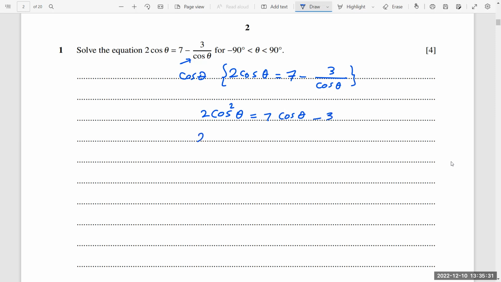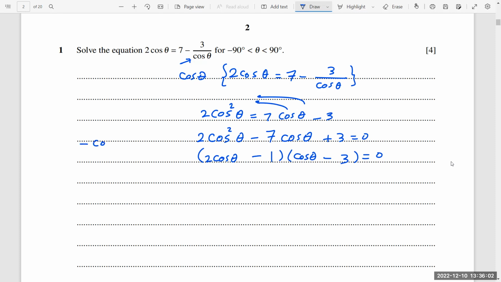And after arranging this equation, I get 2 cosine squared theta minus 7 cosine theta plus 3 is equal to 0. Just I move these two terms to the left-hand side. I have a quadratic equation. Just factorize 2 cosine squared theta into 2 cosine theta times cosine theta. And 3, you can factor it as 1 times 3. The middle term to be negative, I have to make it negative 1 times negative 3. The middle term now is negative cosine theta and negative 6 cosine theta. The sum is negative 7 cosine theta. So this factorization is correct.